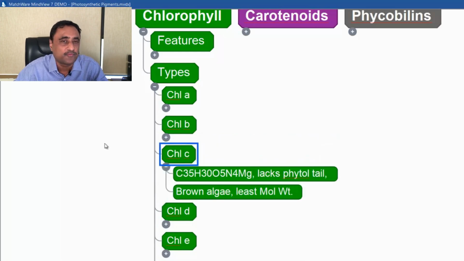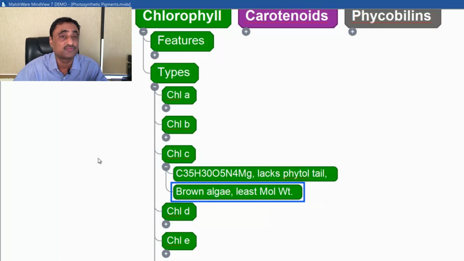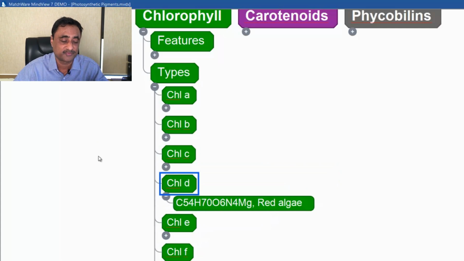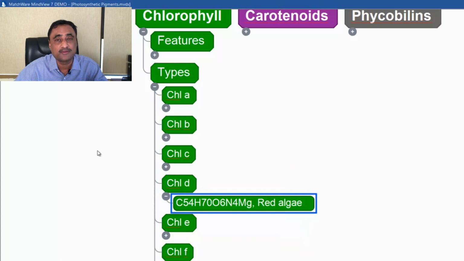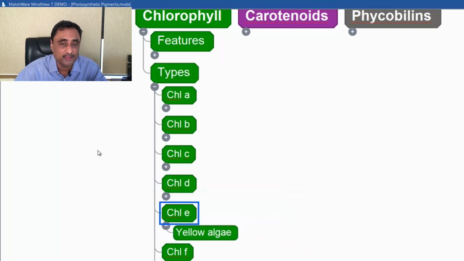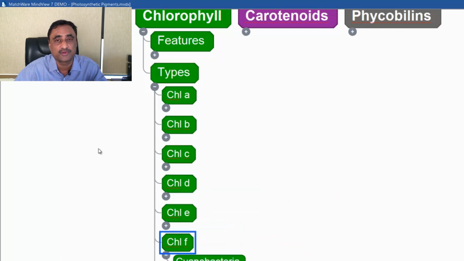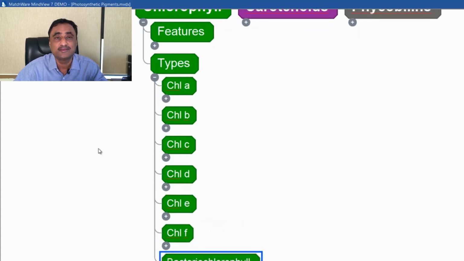Then we have chlorophyll C. Chlorophyll C is mostly found in brown algae, and the very important thing about it is that it doesn't have a phytol tail, and since it doesn't have a phytol tail, it has the least molecular weight. This question is often asked in NEET: which chlorophyll molecule has the least molecular weight. Then we have chlorophyll D, found in red algae. Chlorophyll E is found in yellow algae, what we call Vaucheria. Chlorophyll F is found in blue-green algae.